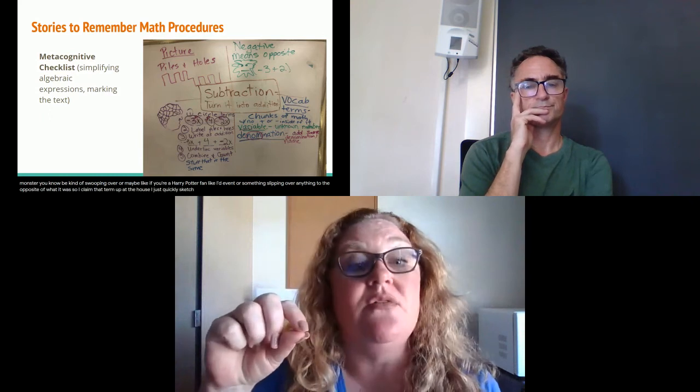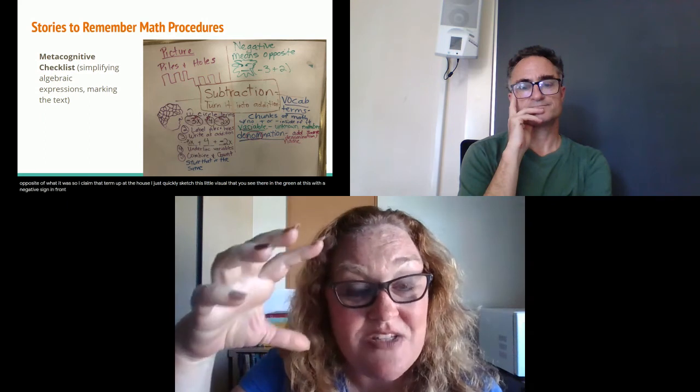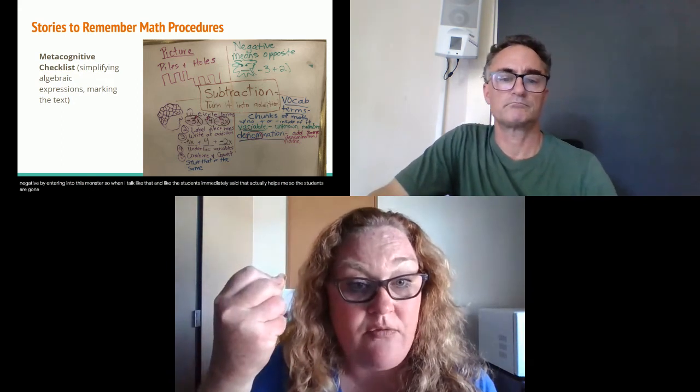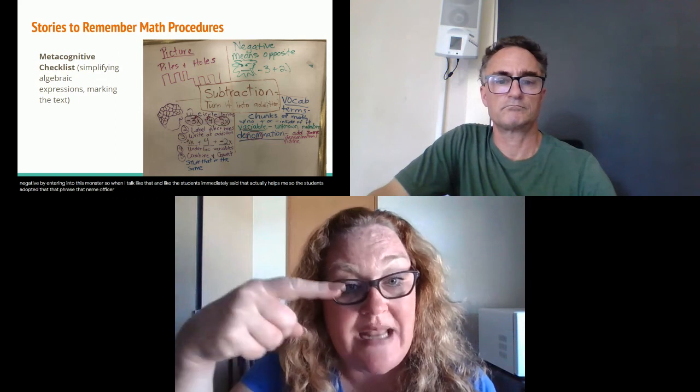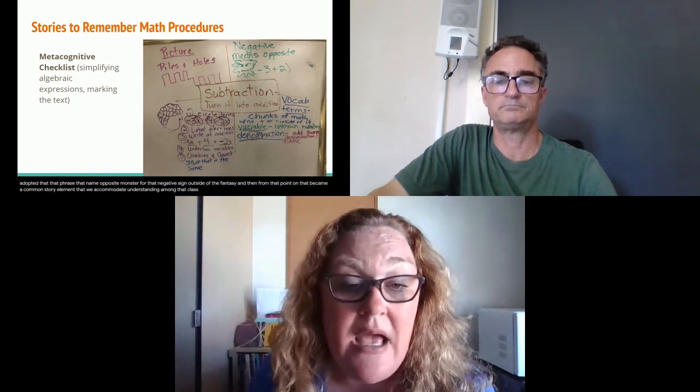So I coined that term opposite monster and just quickly sketched this little visual that you see there in the green of a negative sign turning into this monster. When I taught them that, one of the students immediately said, that actually helps me. So the students adopted that name, opposite monster, for that negative sign outside of the parenthesis. And from that point on, that became a common story element, a common understanding among that class, that we would talk about the opposite monster and what happens when there's a negative sign outside of the parenthesis.